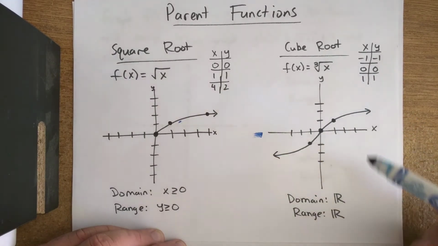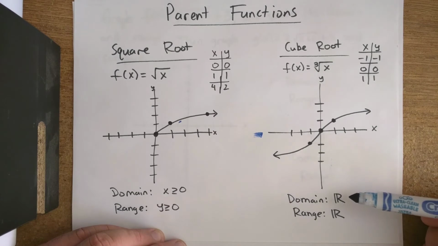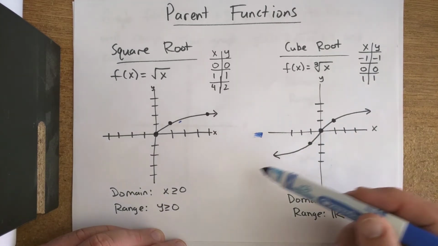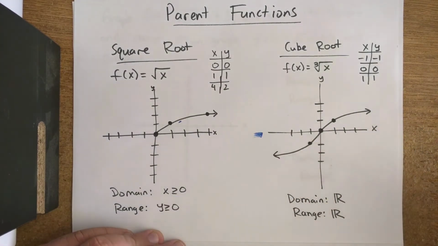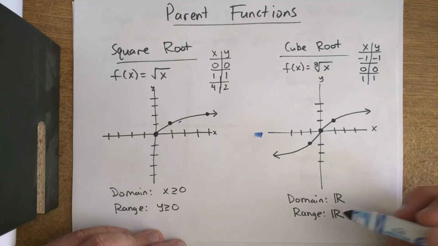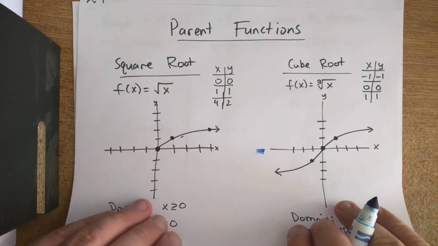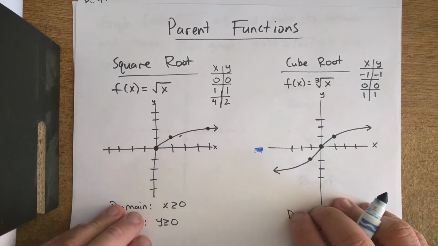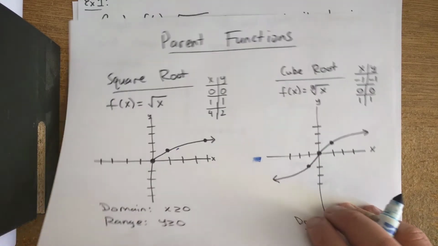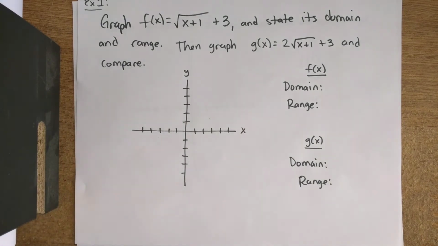So it covers the whole x-axis, and so that's why my domain is all real numbers. It also goes down forever this way and up forever this way, meaning my range is also all real numbers. So I'm going to show you how to graph these using transformations, and then we'll be done with this video.